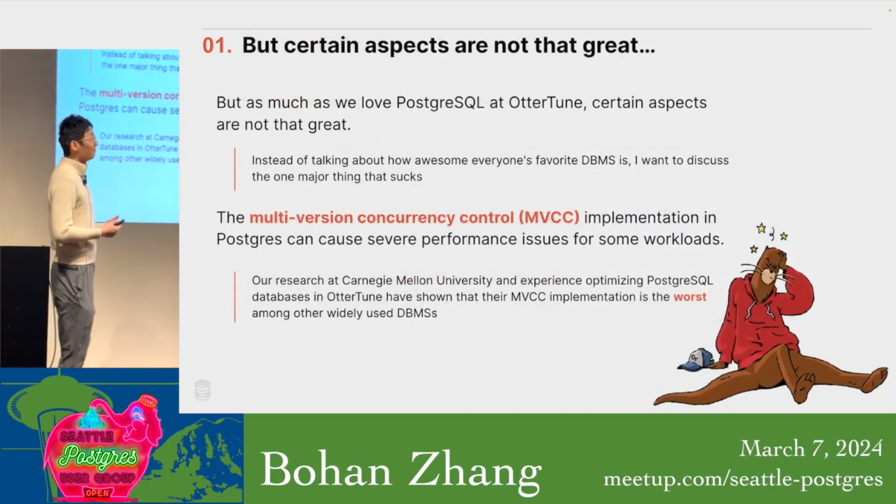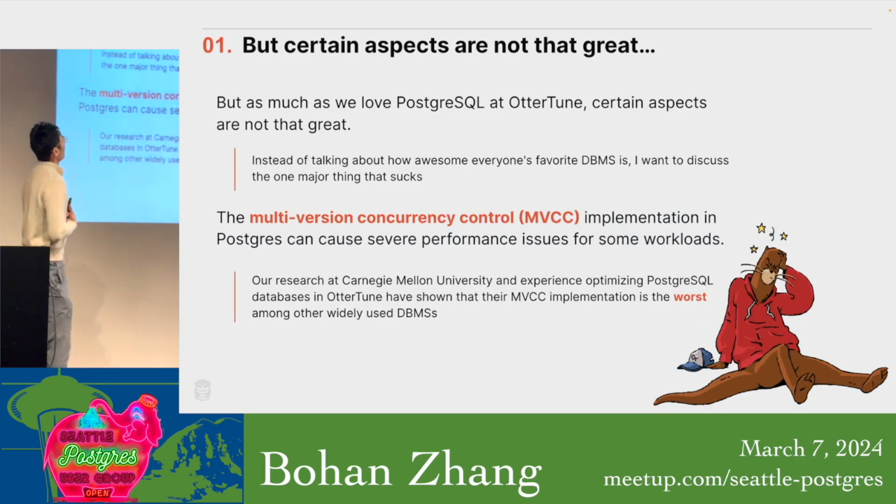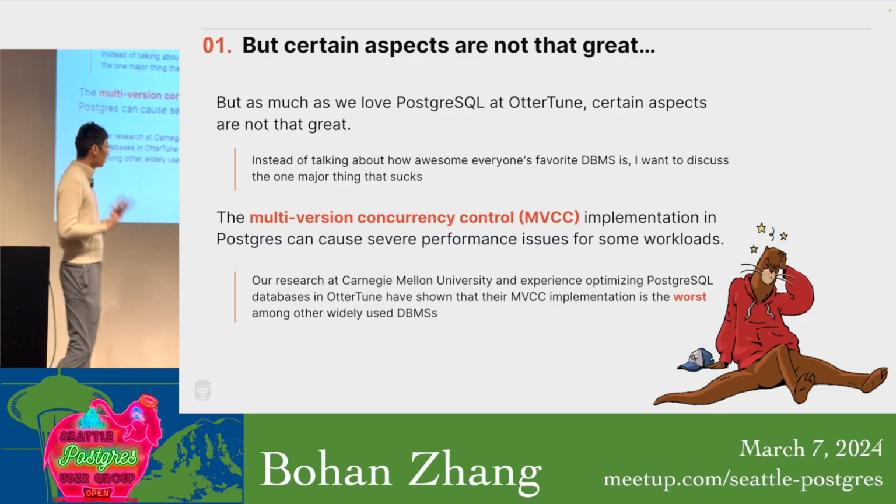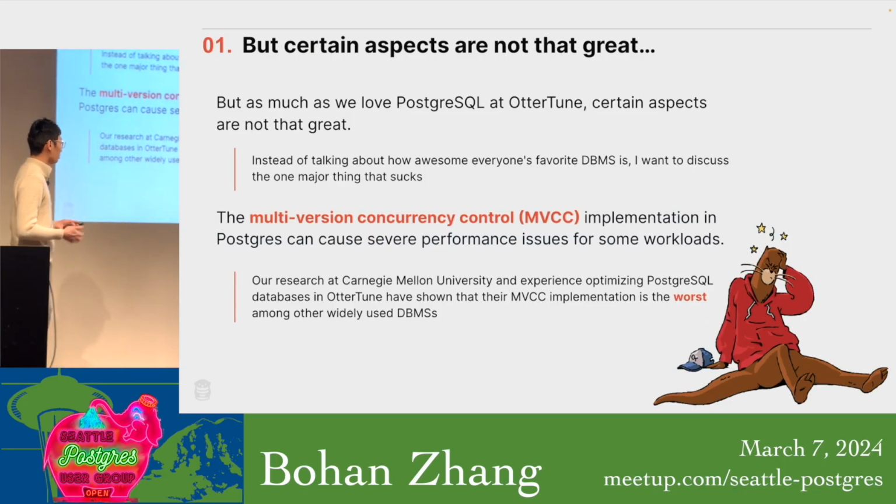But certain aspects are not that great in Postgres. As much as we like Postgres at OtterTune, certain aspects are not that great. So instead of talking about how awesome this relational database is, today I'll talk about the one major thing that sucks, which is multi-version concurrency control, the MVCC implementation in Postgres. Our research at CMU and our experience with Postgres at OtterTune has shown that the MVCC implementation is the worst among widely used databases, including MySQL.